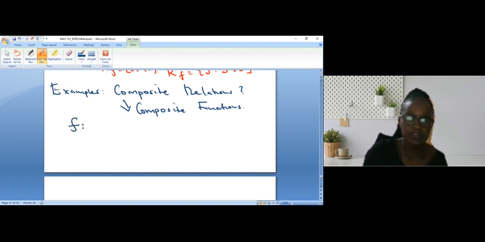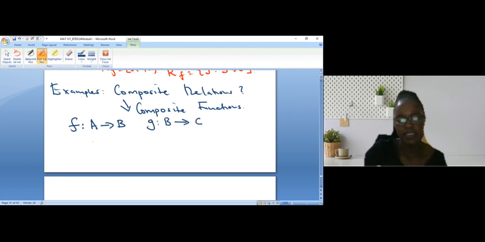So you have two functions, and you have another function b to c. We can combine these two functions, but you need to check what is the codomain of the initial function and what is the domain of the final function. So they must be the same, otherwise you'll not be able to combine the functions.